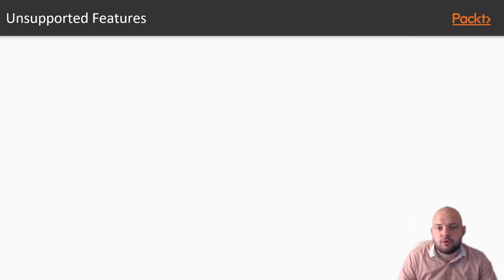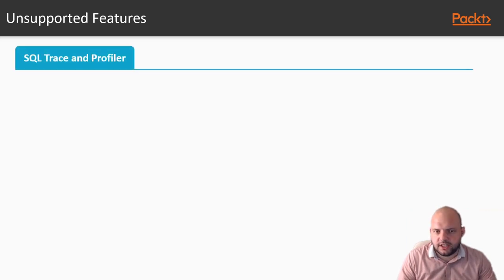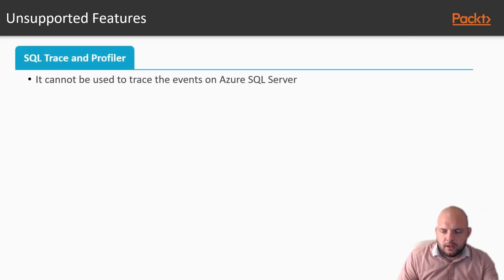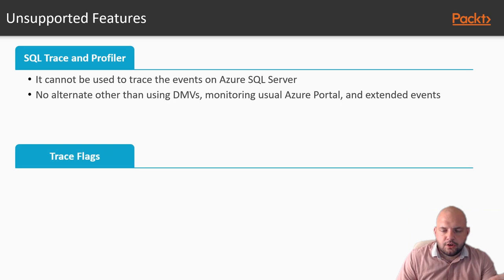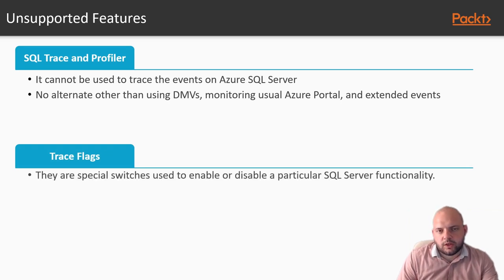SQL Trace and Profiler are not supported in Azure SQL Database. SQL Trace and Profiler can't be used to capture events and capture workloads on Azure SQL Database. As of now, there's no direct alternative other than using dynamic management views or monitoring using the Azure portal and possibly using extended events.